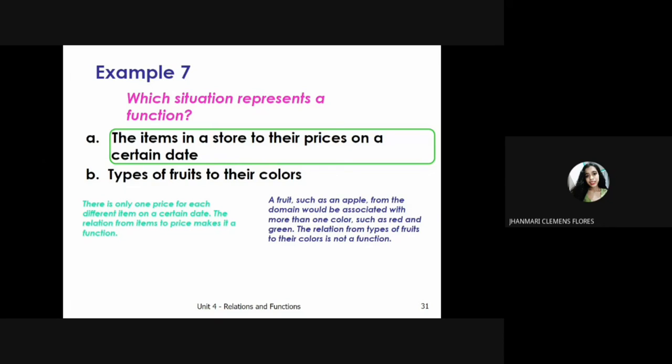If you chose B, it's inaccurate, but great, nice try. It's not right because of this: a fruit such as an apple from the domain would be associated with more than one color. There's red, green, and of course, since these are the relation of the types of fruits to their colors, that wouldn't serve as a function. We cannot really picture it, but we can say that it's a relation, a mere relation. There is a relationship between the fruits and their colors, but we don't really know the function between the two, because it seems like there will be some numbers repeated, especially for the x coordinates. So keep that in mind.